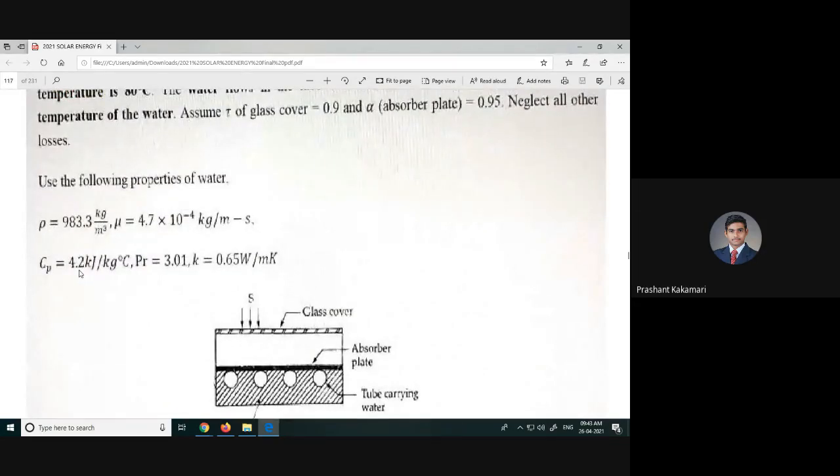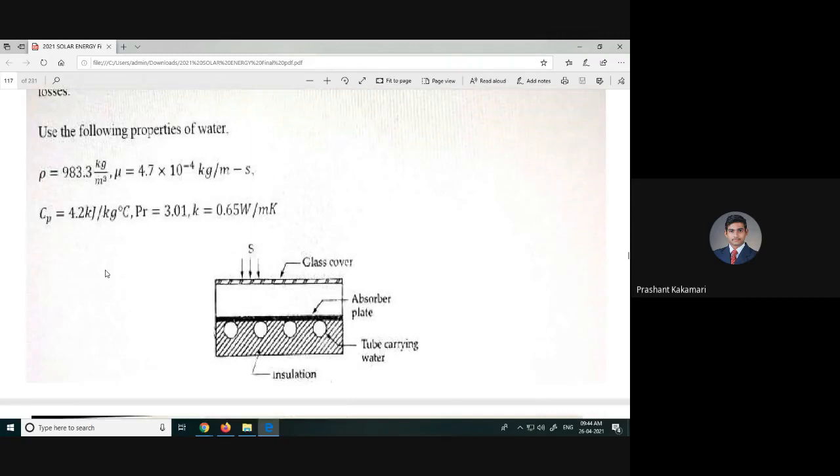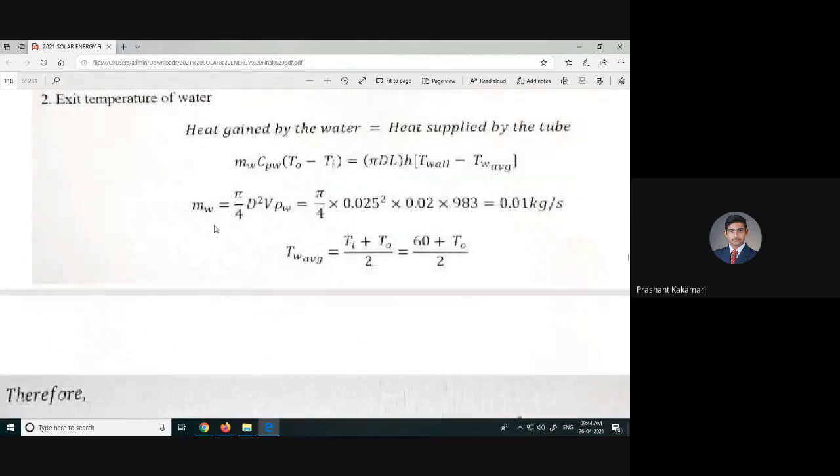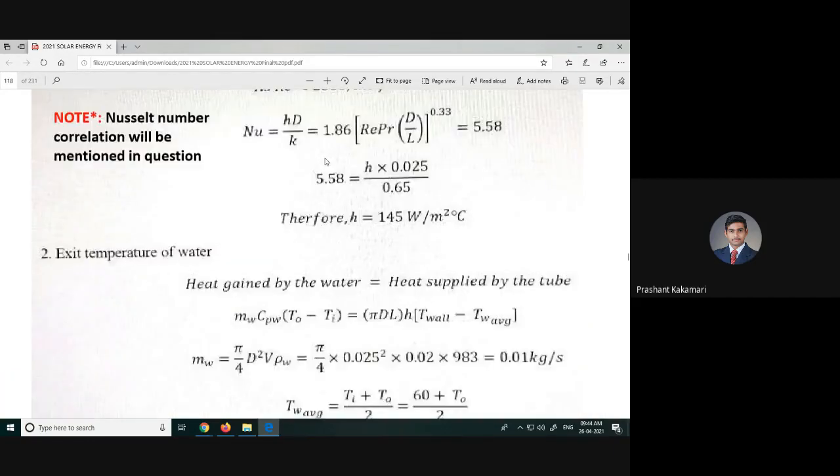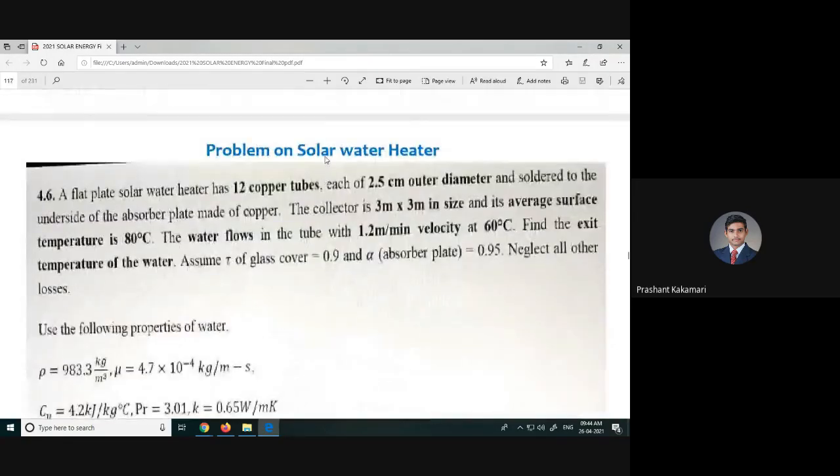Even if the Cp value of water is not given in the problem, you can remember this value, 4.2 kilojoules per kg degree centigrade, because it is a standard value. Then delta T: T naught is unknown, Ti is known, because the inlet temperature of water is given in the problem. Water flows in the tubes at 60 degrees centigrade. So we take this as the inlet flow.